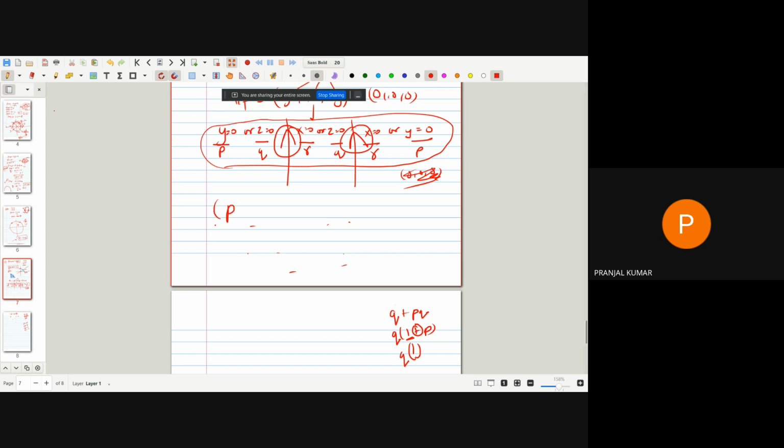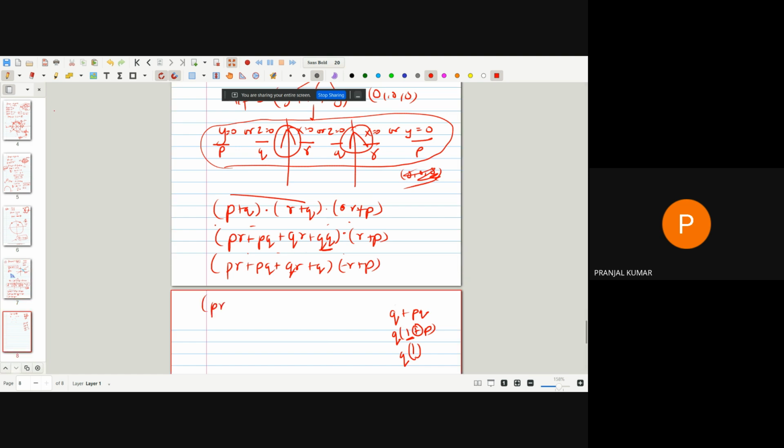Okay. So (P plus Q) dot (R plus Q) dot (R plus P). I'm just expanding. So this is very basic. You know how to distribute, right? PR plus PQ plus QR plus QQ, dot (R plus P). Then you will get PR plus PQ plus, so this QQ would become Q only, plus QR, dot (R plus P).